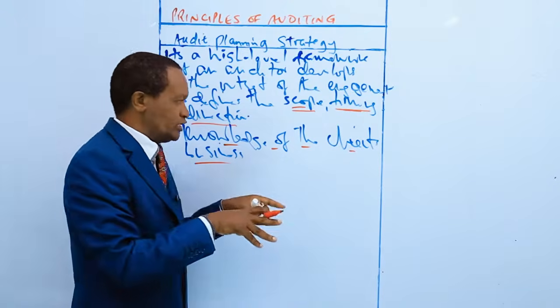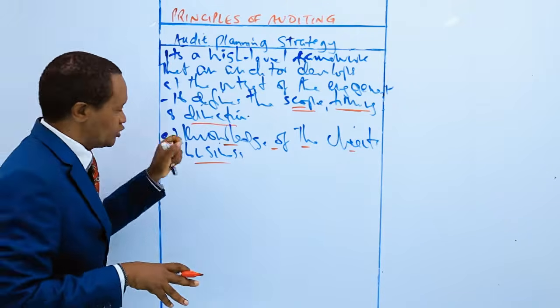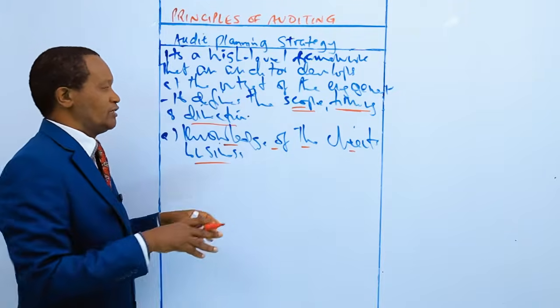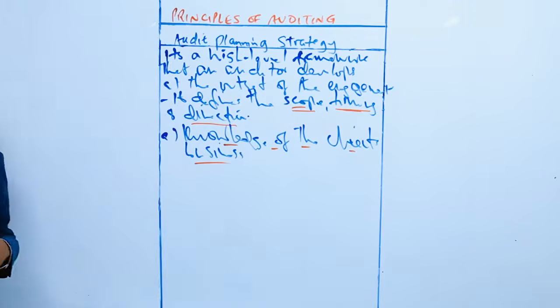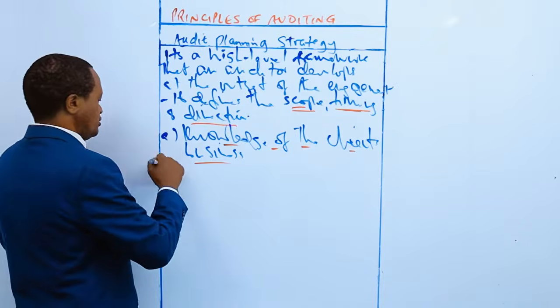Gaining deep knowledge and understanding of the client's business is the foundation stone upon which an audit planning strategy is developed. You understand? Knowledge of the client's business. It may also include business operations and strategies. The auditor may require to know business operations and strategies.